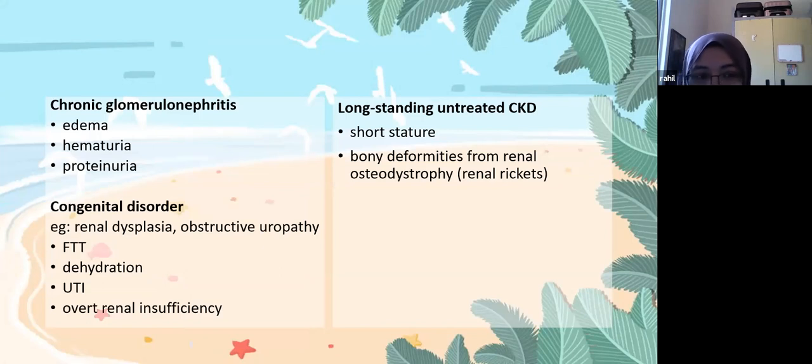If the patient has chronic glomerulonephritis, they can present with edema, hematuria, proteinuria, and for congenital disorders, like I've said before, they can have failure to thrive, dehydration, or even UTI and overt renal insufficiency. And for long-standing and untreated CKD, there will be growth restriction, short stature, and bony deformities due to renal osteodystrophy.